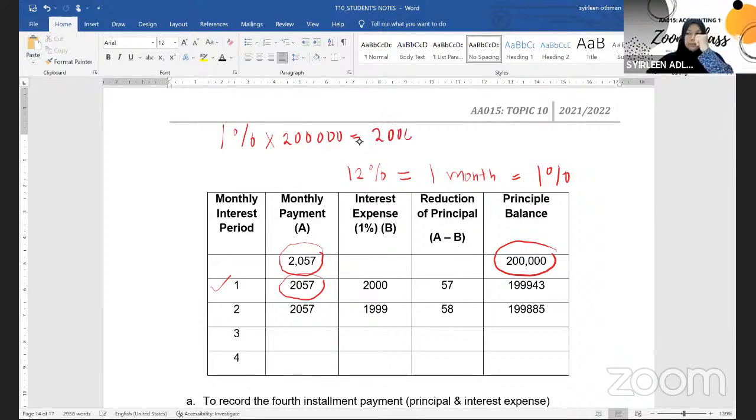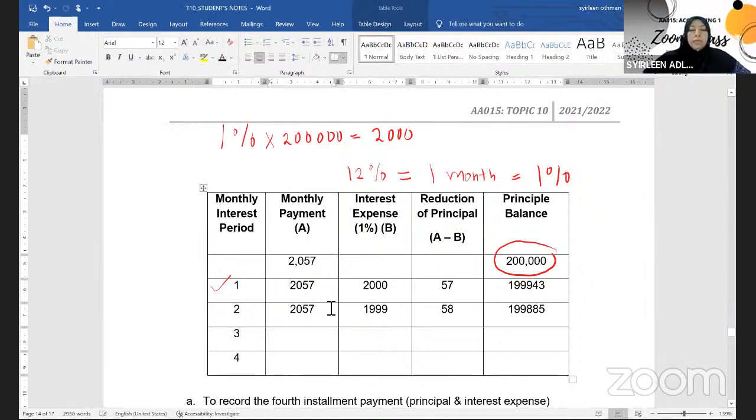Maksudnya setiap bulan saya mesti bayar RM2,000 worth of interest. Okay, so RM2,000 tu adalah nilai bunga yang saya perlu bayar. Tapi I am not only paying RM2,000, I am also paying the principal, which is the balance from the RM2,057. Okay, so bulan yang pertama kita bayar RM2,575 ni tadi, which consists of RM2,000 ni ialah your interest yang saya dapat melalui pengiraan dekat atas ni tadi.